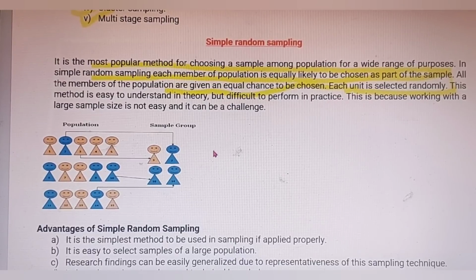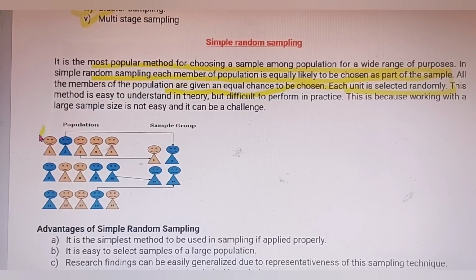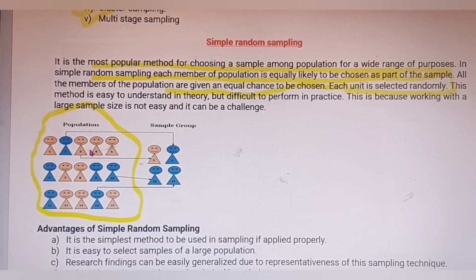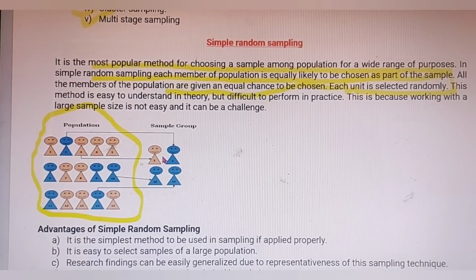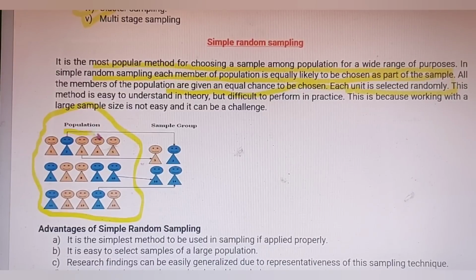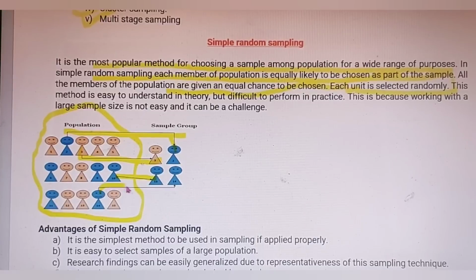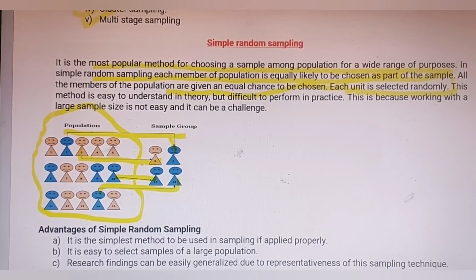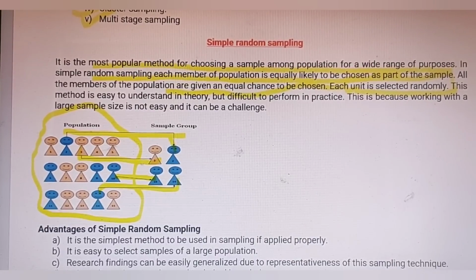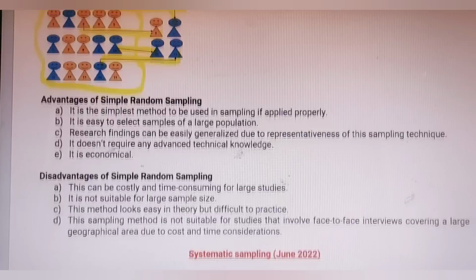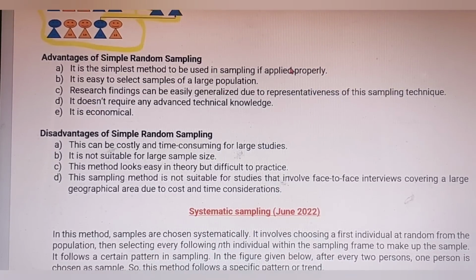As you can see here in the figure, this is the total population, and out of this we have randomly selected 4 persons. Like, here one person, and this is the second person, and here this person is selected, and again this person. So randomly you have to select any person from the population. There are few advantages and disadvantages of simple random sampling.